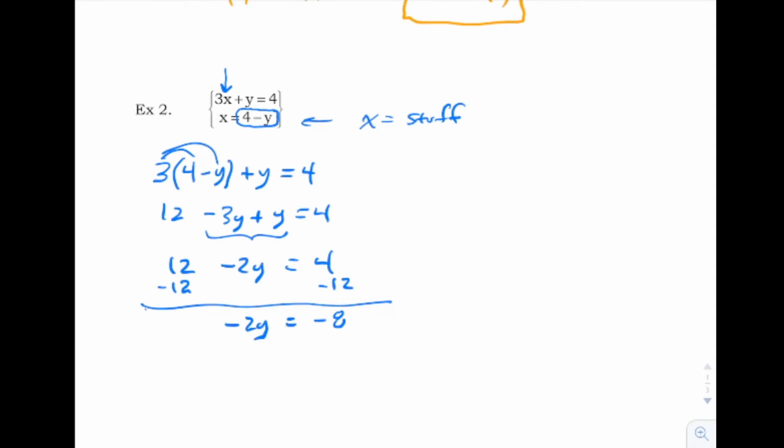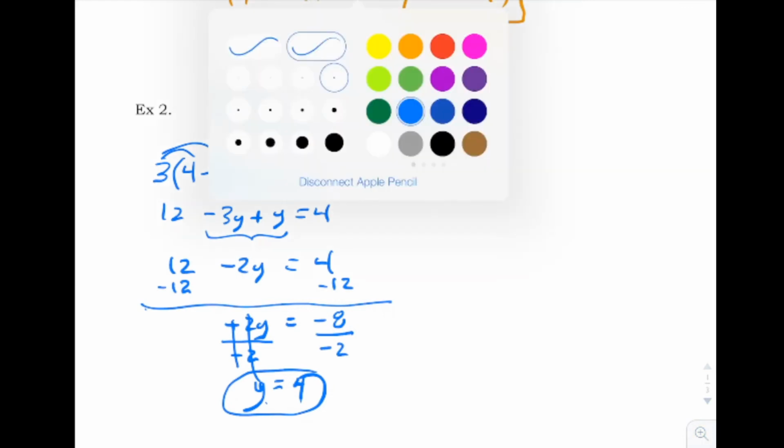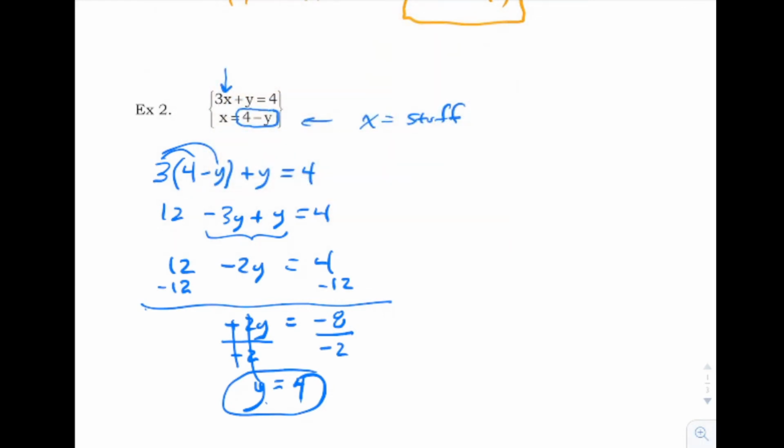And then your last step would be to divide by the coefficient, which is negative 2. Divide by the negative and everything. You want the negative to cancel. You want the 2's to cancel. Y equals negative divided by negative is positive. 8 divided by 2 is a 4. So y is equal to 4. Woohoo! Remember, that's only half our answer. So let's go get x now.